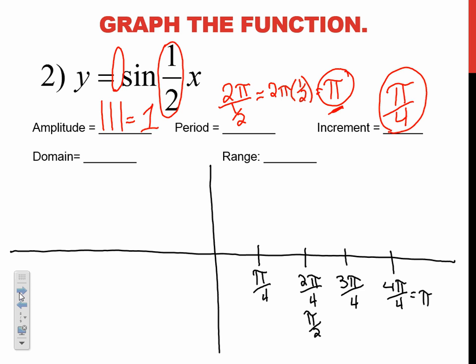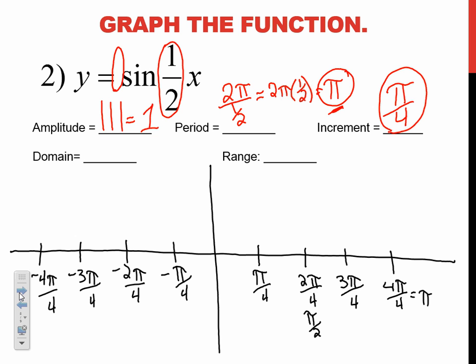Now we're going to the left, exact same ones, except now it's going to be negative. So negative pi over 4, negative 2 pi over 4, negative 3 pi over 4, and negative 4 pi over 4. Once we have our increments and our periods all in place, now we can do our amplitude.